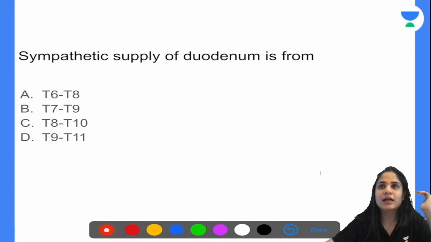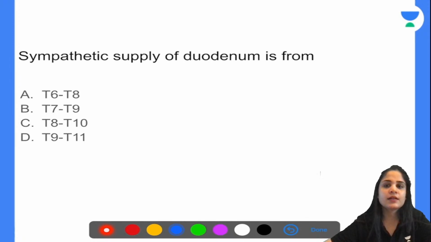Now, if you see, the arterial and the venous supply of the duodenum is not very different. I will discuss that with you all. But this is one of the important questions that can come for your exam. The sympathetic supply of the duodenum is from T6 to T8, T7 to T9, T8 to T10 or T9 to T11.